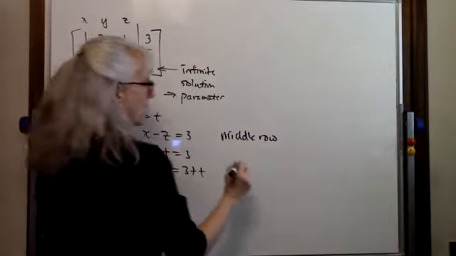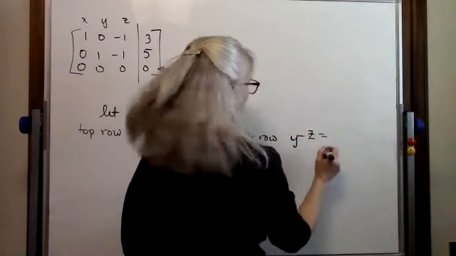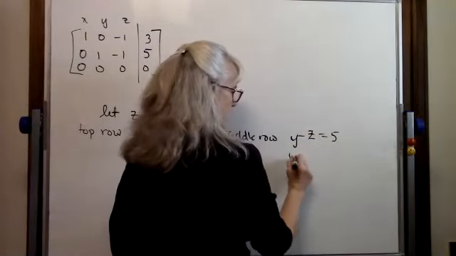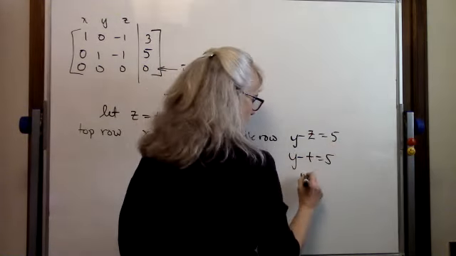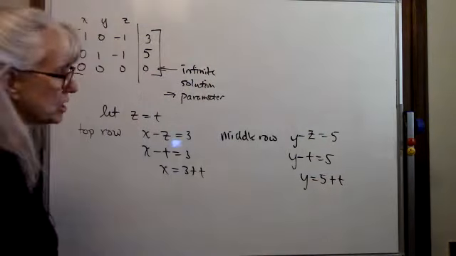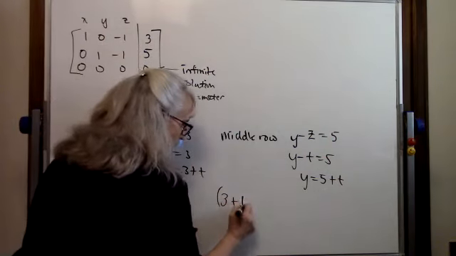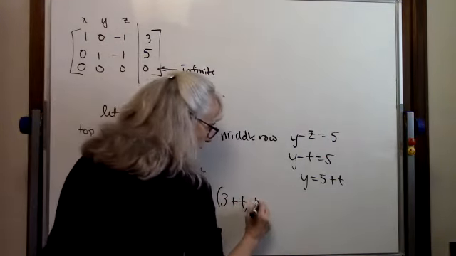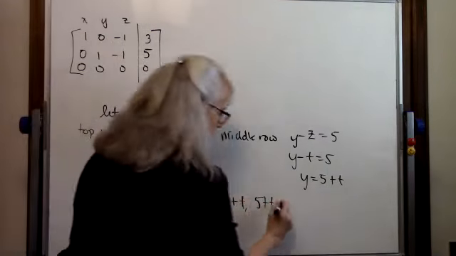And then the middle row, which is y minus z is equal to 5. Again, I'm going to replace the z with the t. Now I have y minus t equals 5, or y equals 5 plus t. So now we have a solution. And again, in alphabetical order, x is first. That's 3 plus t. y is second. That's 5 plus t. And then finally z, which is just t.